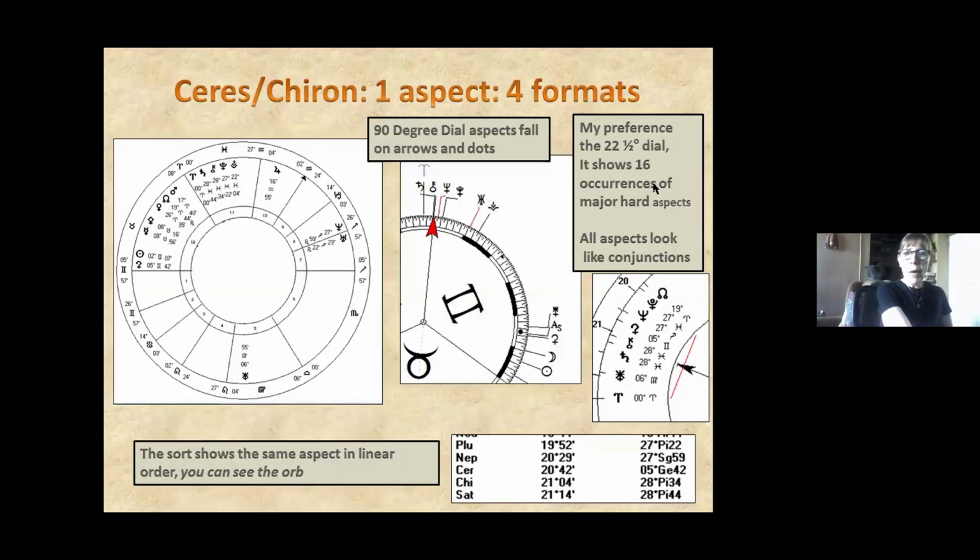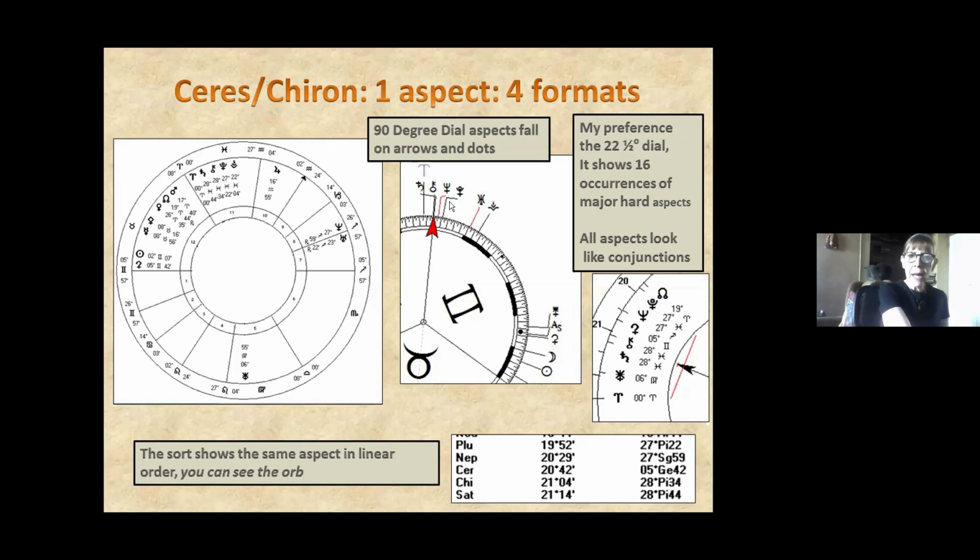So we're going to be looking at one aspect, Ceres Chiron, in 4 different formats. Here it is on a wheel. And we cannot see the aspect on a traditional wheel. This is a good bad example, because that's kind of the point. We can't see the aspect on a traditional wheel. So there are 2 kinds of dials. That's the alternative, the non-traditional. There's probably more than 2, but there are 2 kinds of dials that I use that we could go to.